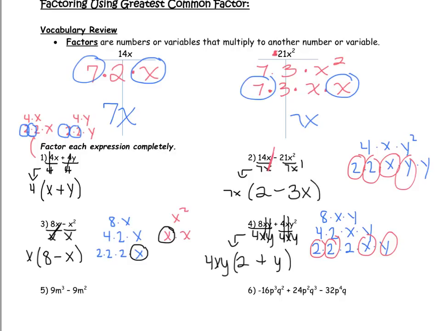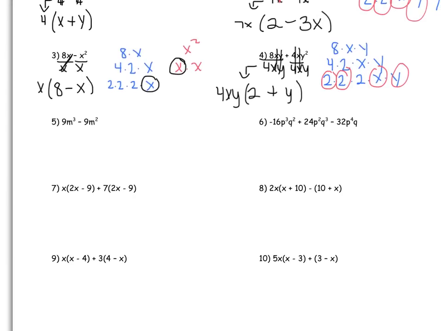Okay, let's try example number 5. Okay, some of you can see the GCF right away. Some of you can see that they're both divisible by 9, and some of you can even see the m's, that there's 3 on this side and 2 on that side. But again, if you need to write it out, feel free. So the 9m to the third is the same thing as saying 9 times m times m times m. The 9 can be broken down into 3 times 3 times m times m times m.